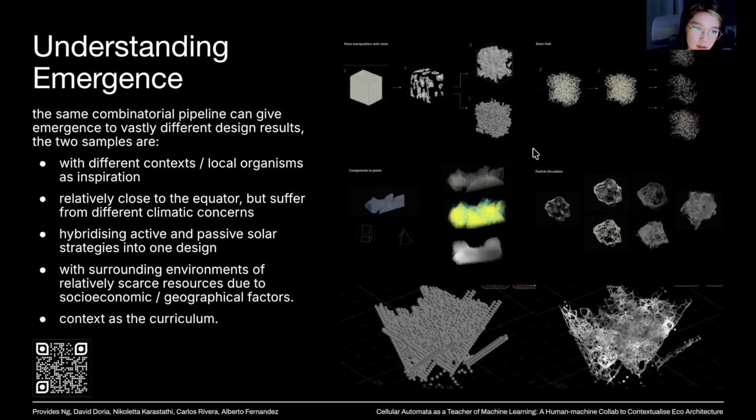And so with these constraints, we started reflecting on the work. How do we understand the emergence from this process? How can we use this process to, for instance, understand different contexts, with local organisms as inspiration? What if we have the same context close to the equator, but suffering from vastly different climatic concerns? Does the same algorithm have bias inside, or are we able to use it to generate different designs? Can we combine active and passive strategies into one design?